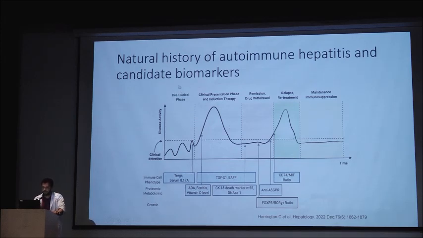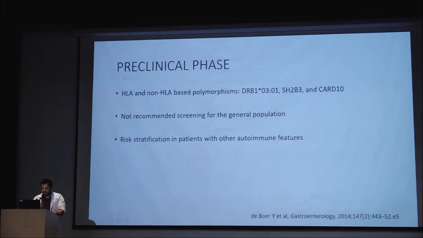The course is broadly divided into the preclinical phase, clinical presentation, and the induction therapy. Then there's a phase of remission or drug withdrawal, followed by a stage of relapse or retreatment, and then maintained immunosuppression. In the preclinical phase, HLA and non-HLA based polymorphisms such as DRB1*0301, SH2B3, CARD10 can be used. However, they are not routinely recommended for screening the general population. They can be used to stratify the risk in patients who have underlying autoimmune features.